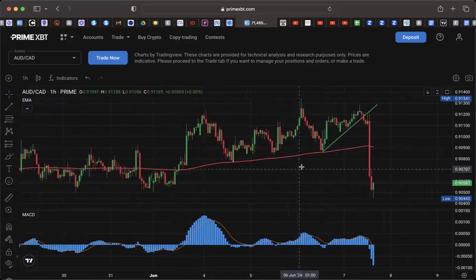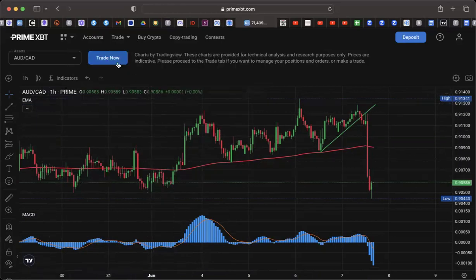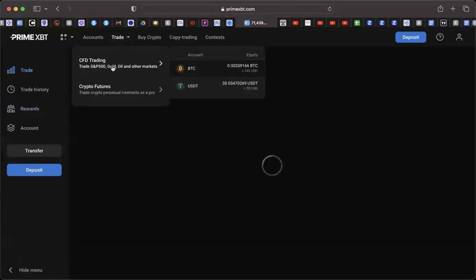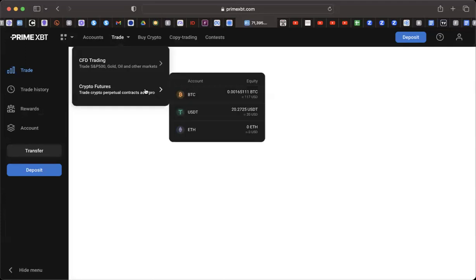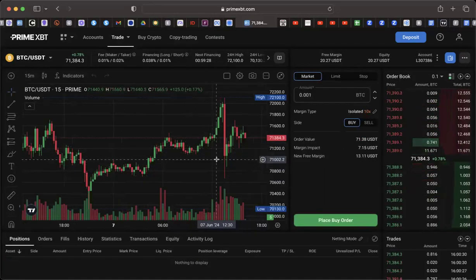Okay, so now this is your AUD card. You understand? I can do all this analysis and then move to trade. When you check whatever you want to do, if I want to trade, I can either trade CFDs using BTC USDT, or I can trade futures on BTC or on USDT. Look at it, the same thing. Can you see now?